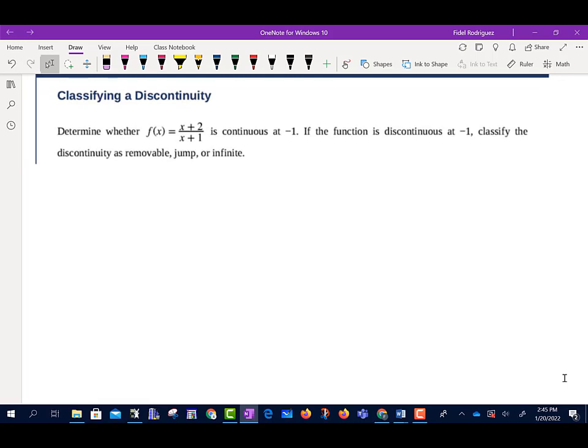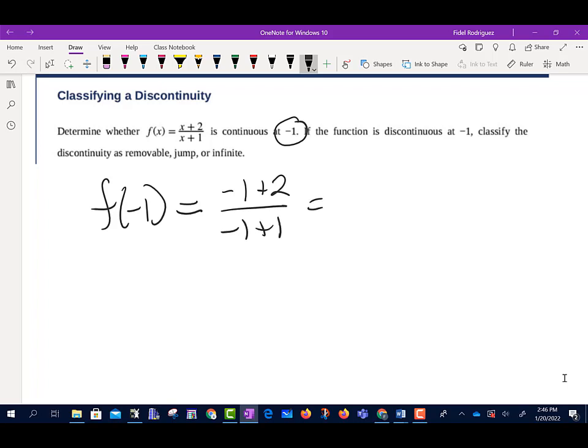We're going to classify whether f of x, which is equal to x plus 2 over x plus 1, is continuous at x equals -1. And if it's discontinuous, classify it. Okay, so first thing is, is it continuous or not? We have to ask ourselves, can we find f of -1? Is f of -1 defined? So this would give me -1 plus 2 over -1 plus 1. This is 1 over 0. This is clearly undefined. So we already know it's discontinuous.